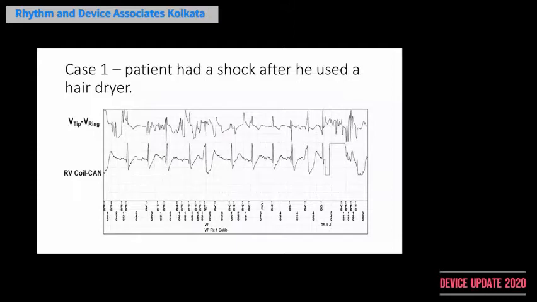Now coming to my first case. This patient had a shock after he used a hair dryer. So these are the EGMs. The upper one is an RV tip to RV ring near field EGM. The second is an RV coil to can, and the third is a marker channel.